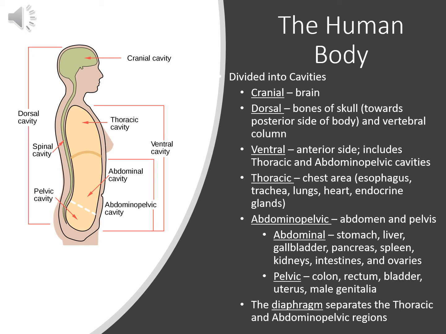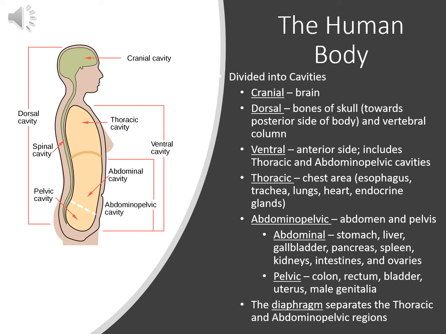Then we have, again, the thoracic cavity itself is the chest area, which is a subgroup there of that ventral cavity, which would include the esophagus, trachea, lungs, heart, and endocrine glands. We have the abdominopelvic, which is the other part of the ventral cavity, and that is the abdomen and pelvis. And within that, if we think about just the abdominal part of the abdominopelvic cavity, we've got the stomach, liver, gallbladder, pancreas, spleen, kidneys, intestines, and for females, ovaries. So lots of things there in the abdominal cavity. And then in the pelvic cavity, we have the colon, rectum, bladder, uterus for females, male genitalia for males. And finally, the diaphragm is that thing that separates the thoracic and abdominal pelvic regions. So that's how we can make that distinction.